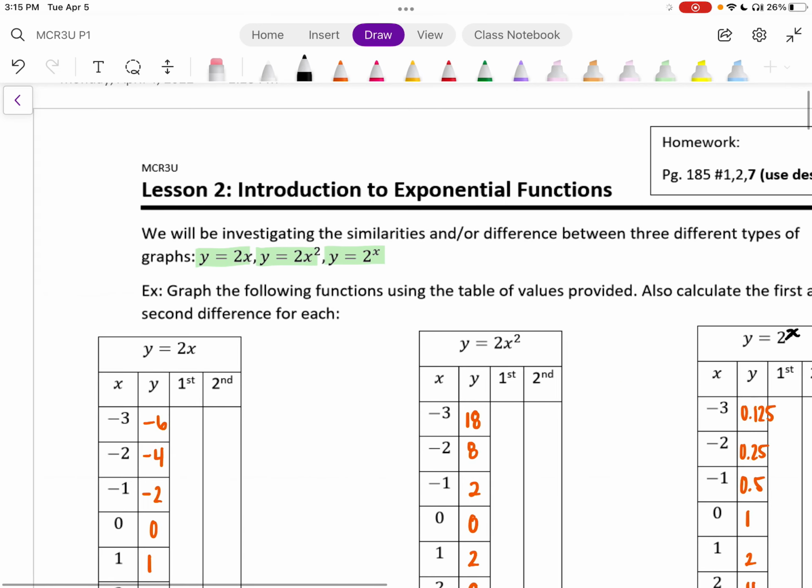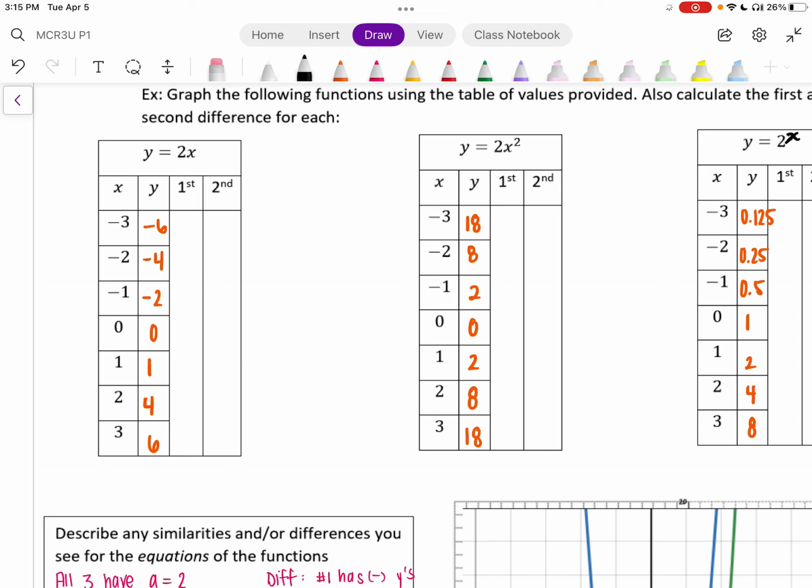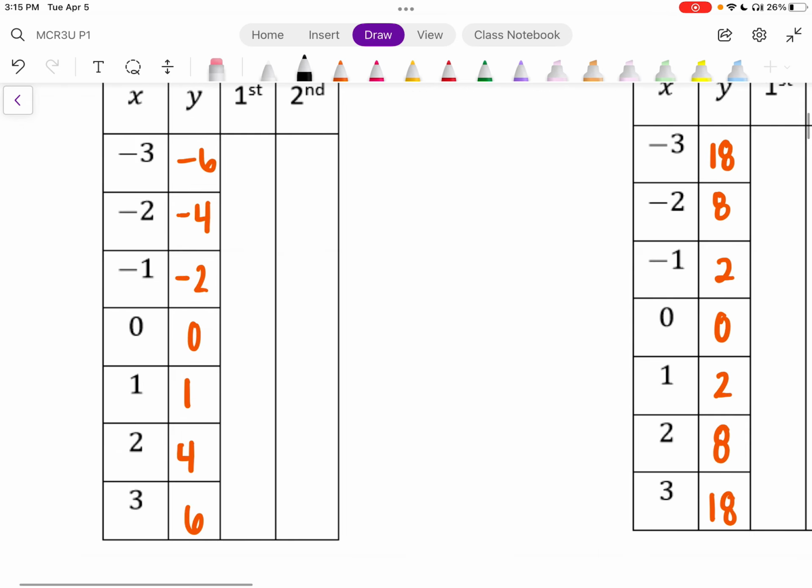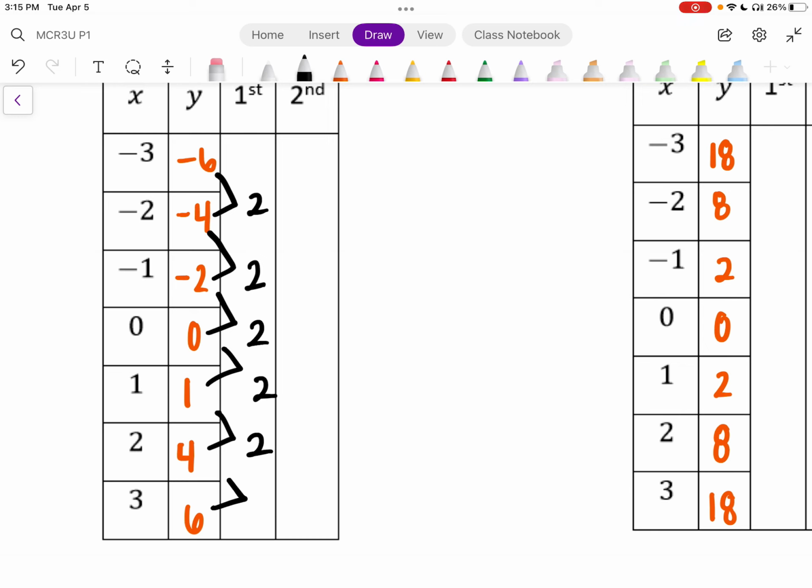If you remember back to grade 10, or even the beginning of this semester, the first differences are just each difference between consecutive y values. So -4 minus -6 is 2. -2 minus -4 is 2. 2 minus -2 is 2. That's our first differences. Our second differences are just the differences between the first differences.